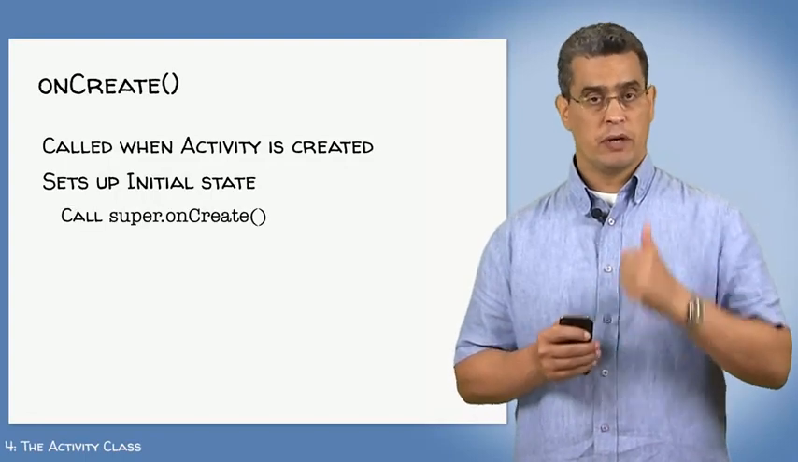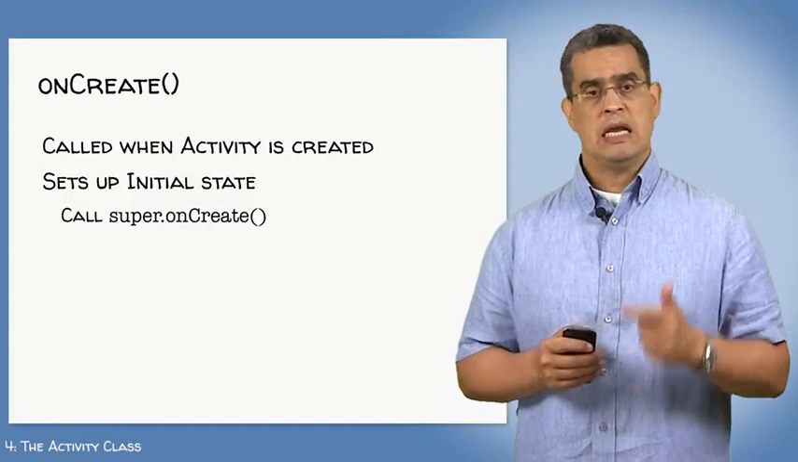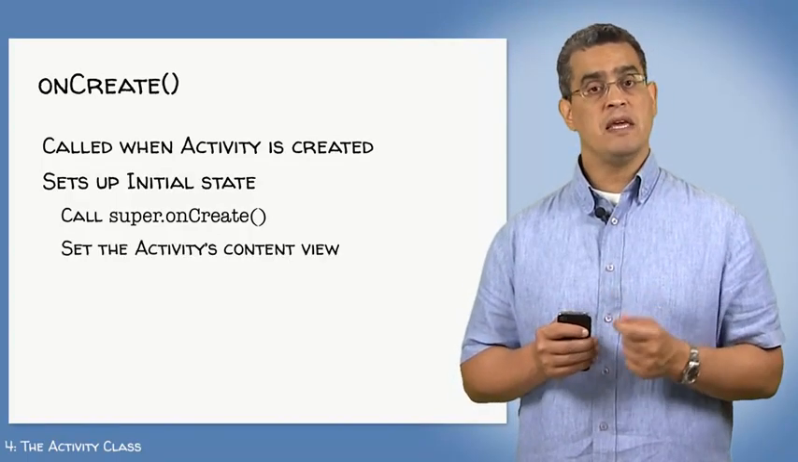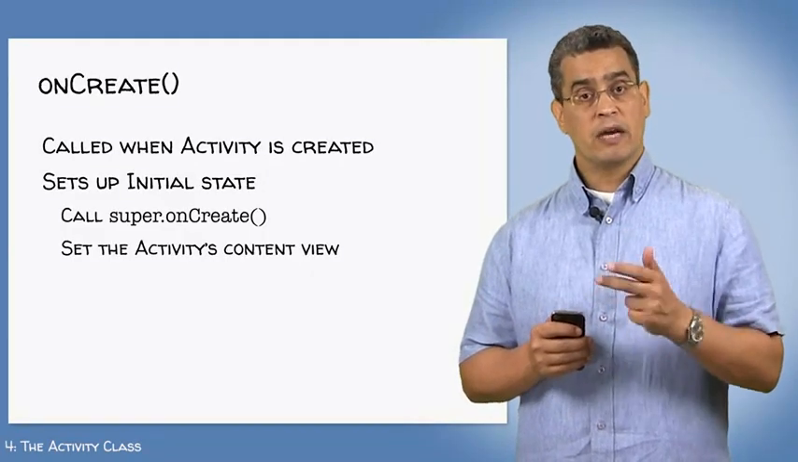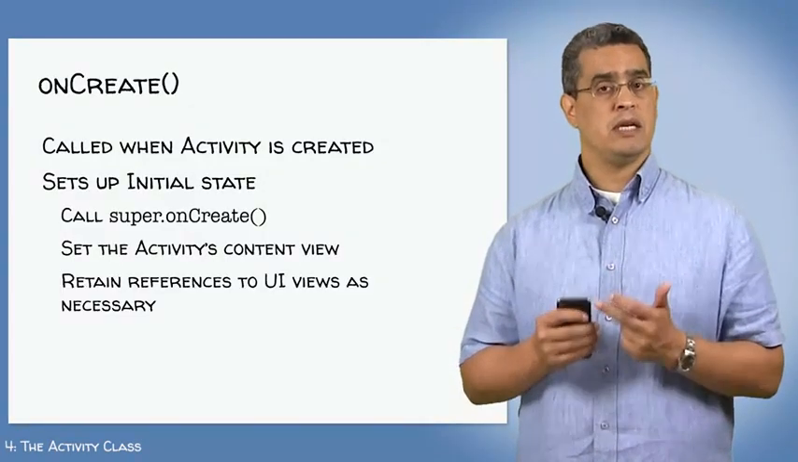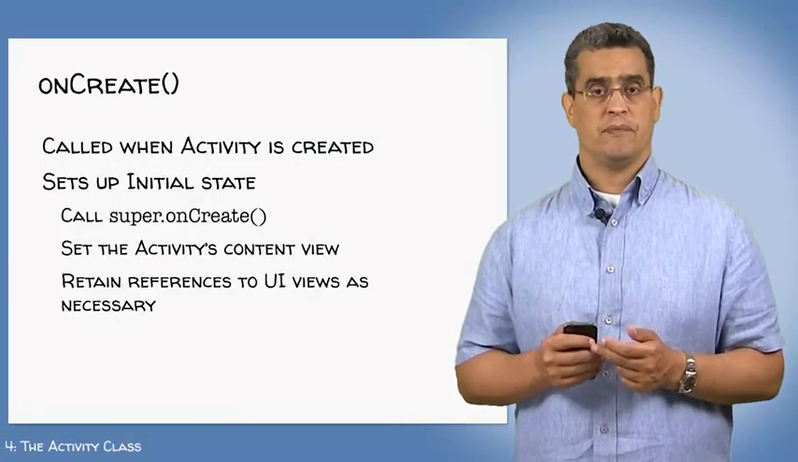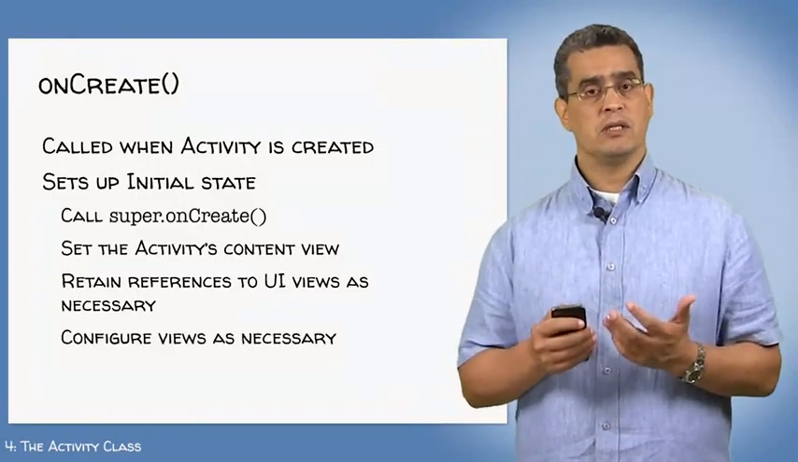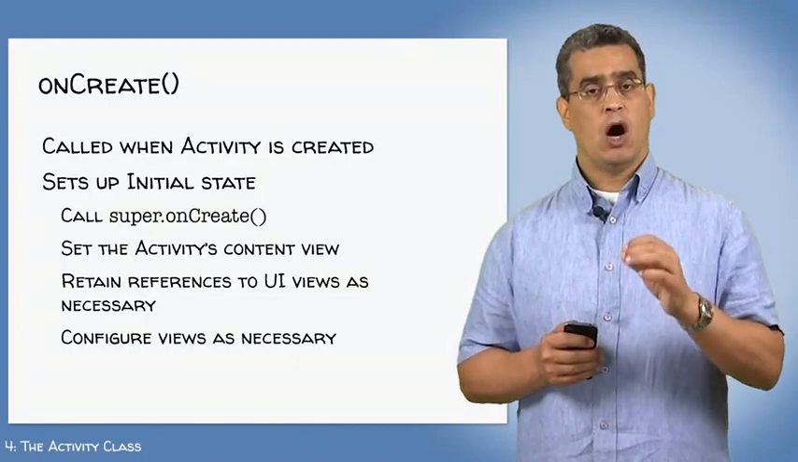It will call super.onCreate, so Android can do some of its own initialization. It will set the activity's content view, which tells Android what the activity's user interface should be. Next, it will capture and retain any references it needs to the various views or elements of the user interface. And finally, it will configure the user interface views and elements as required. So let's take a look at Maplocation's onCreate method.